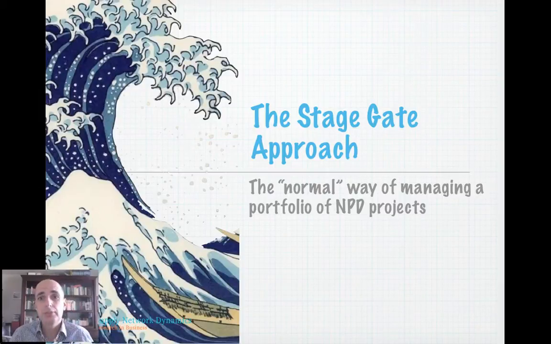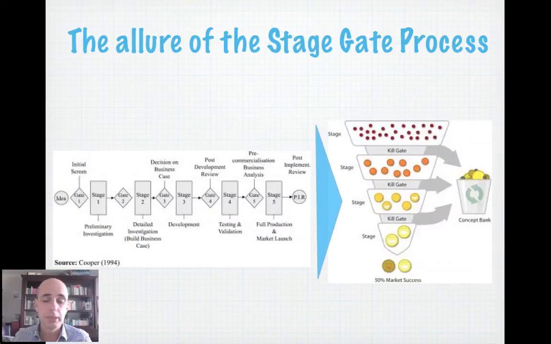The stage gate approach has become the normal way of managing a portfolio of new product development projects, because that is the problem that many companies have. They have so many different projects and all of them are successful. So you have to find some way of funneling a whole bunch of interesting projects gradually into a small number of successful projects. So that's what's shown in the picture on the right hand side.